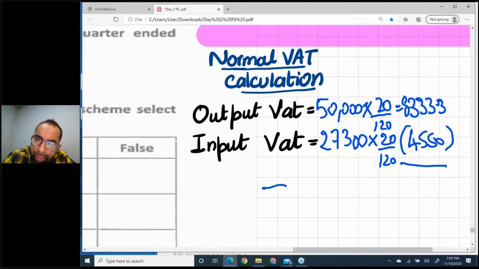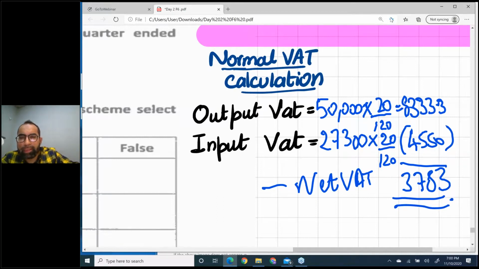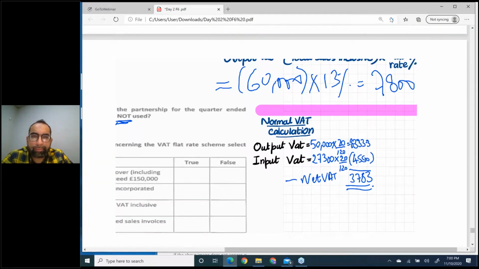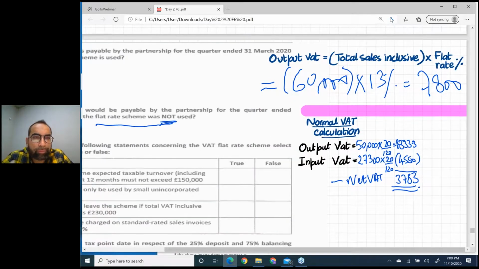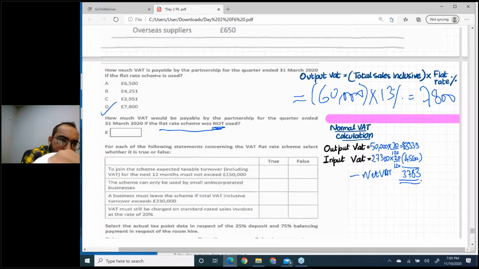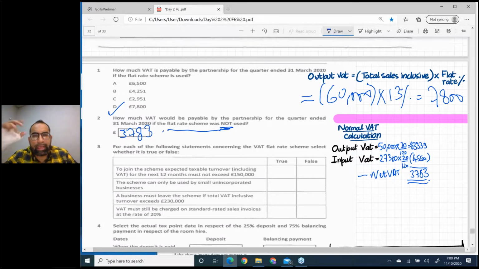Okay. So can you tell me the net VAT payable? How much is the net VAT payable? 8,333.3 minus 4,550 is almost 3,783. So the answer here is 3,783. I have a question.